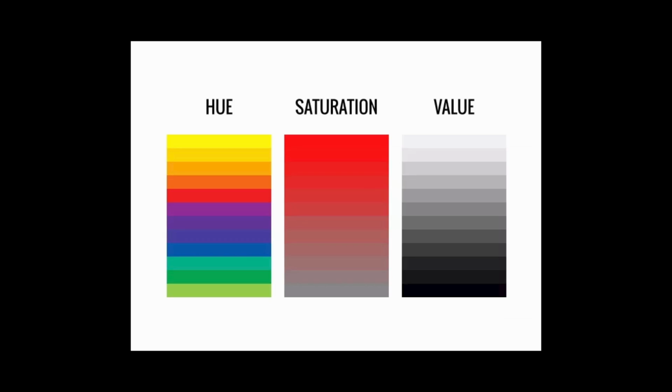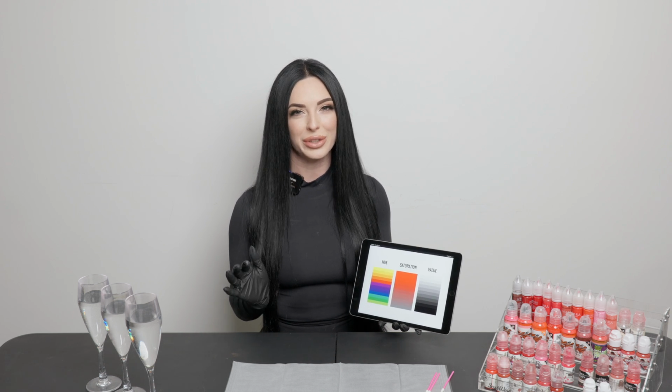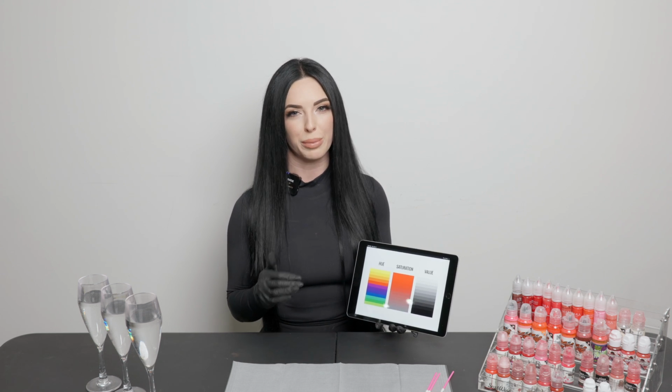Hue refers to color in its purest form, like how you would see it in a rainbow. So red, orange, yellow, green, blue, and violet. Red is a hue. So are blue and purple. Baby pink is not a hue, it's a tint of red. Dark purple is not a hue, it's a shade of purple.